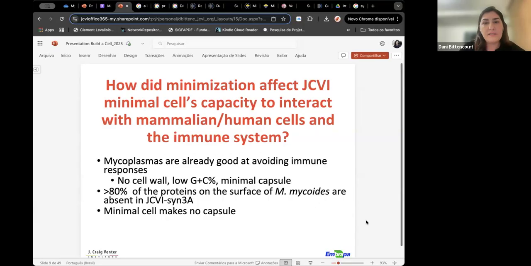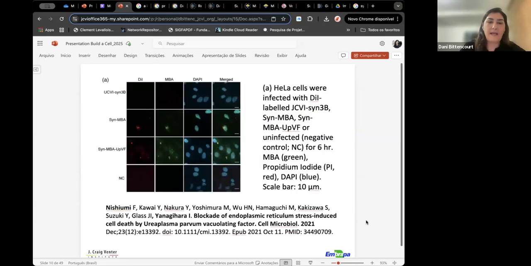Is the minimal cell an inert cell? Did it completely lose its capacity to infect a cell, or even its pathogenicity?